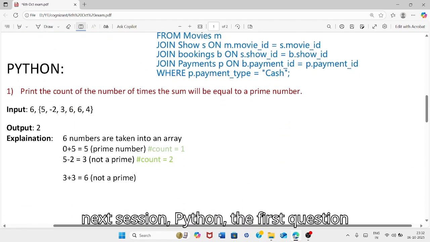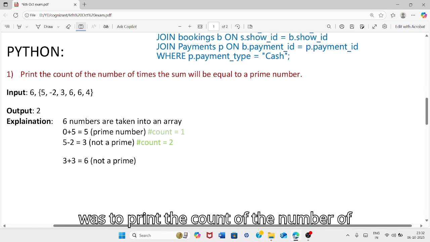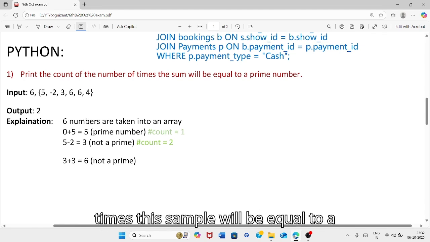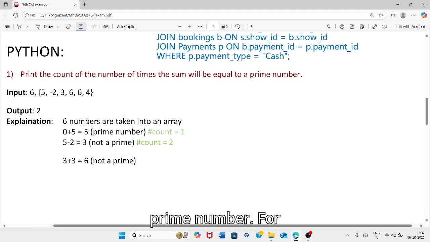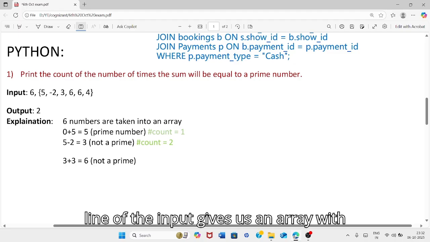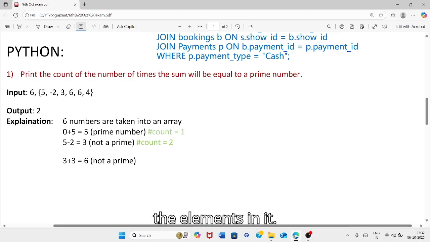Coming to the next session, Python. The first question was to print the count of the number of times the sum will be equal to a prime number. For example, the first number of the input tells about the size of the array. The second line of the input gives us an array with the elements in it.